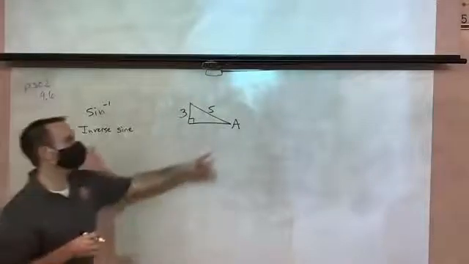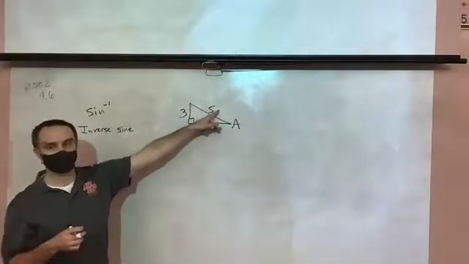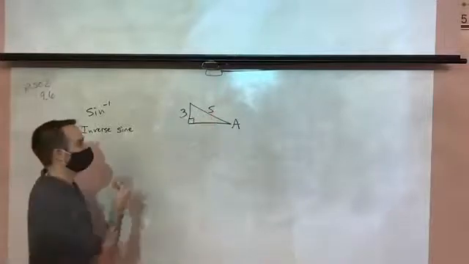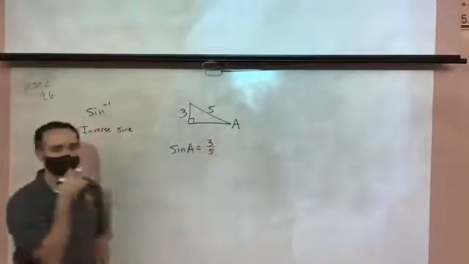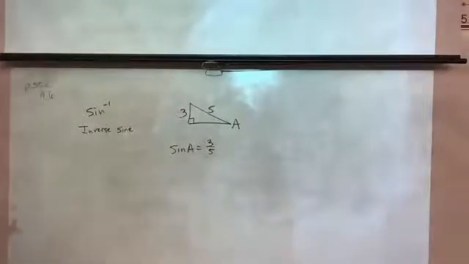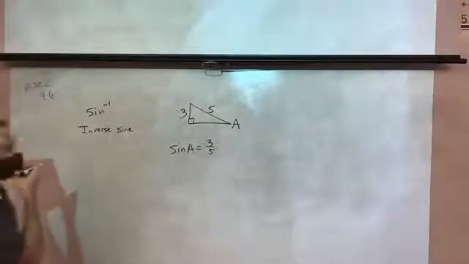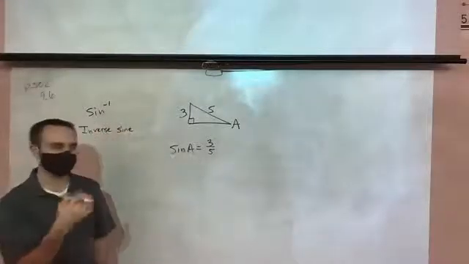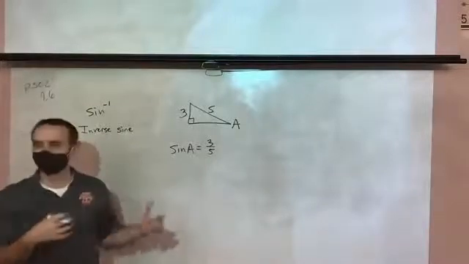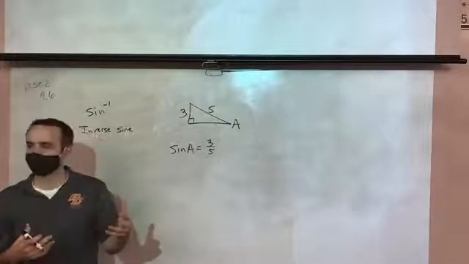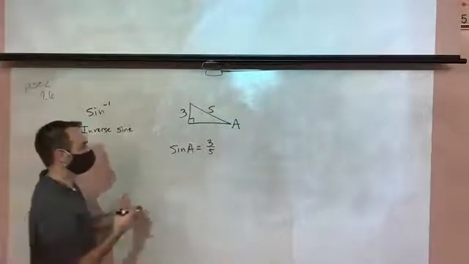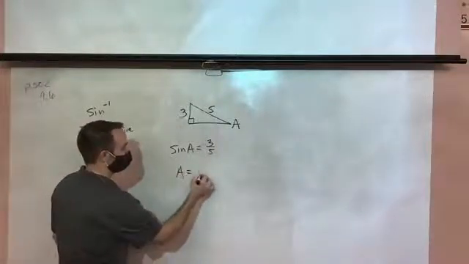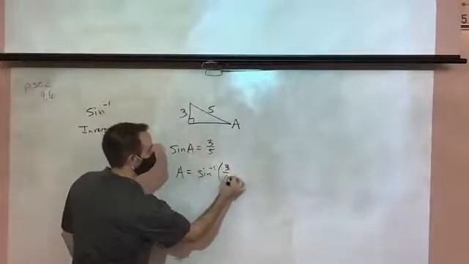According to that angle A, I've got the opposite side and the hypotenuse. So that is sine. We know for sure that the sine of A is equal to 3/5. That's what we've done before. What we're going to do today is solve for that A. Just like you always do the opposite of what you have, with multiplication you divide to get rid of it. To get rid of a sine, we do inverse sine. So angle A is equal to the inverse sine of 3/5.